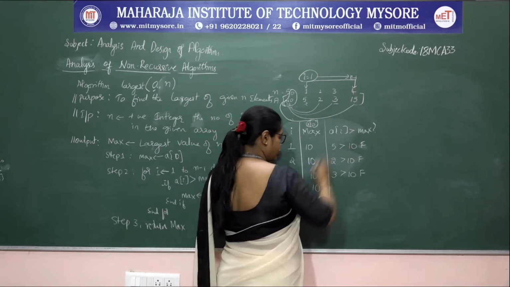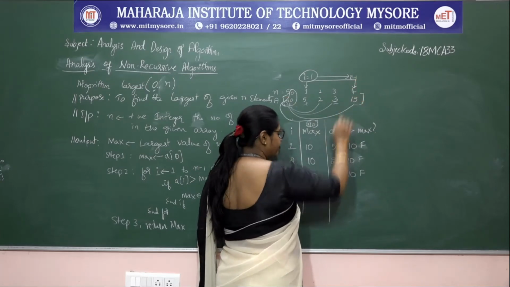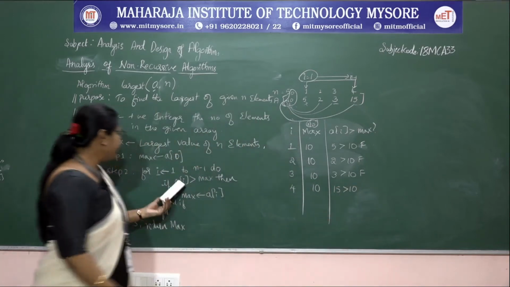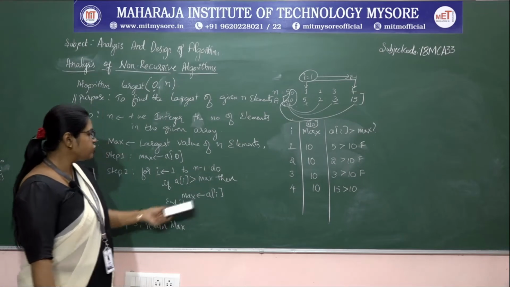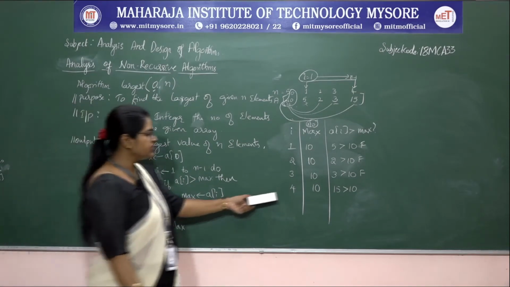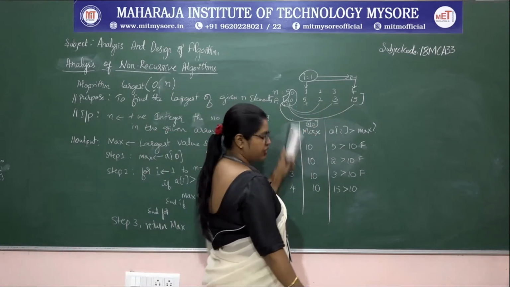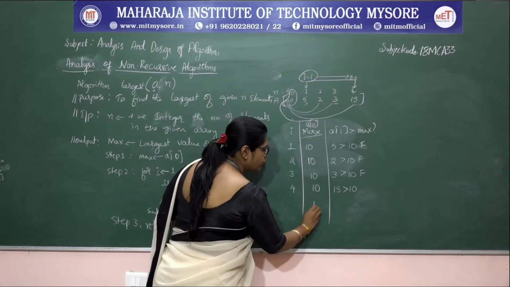Okay, in the fourth position of I, that is A of 4, we have 15. So 15 greater than 10. So 15 greater than max, that is 10, is true now. If it is true, what is the action? Max value will be equal to A of I. What is A of I? The I value is 4. A of 4 is 15 only. So max value will be changed to what?